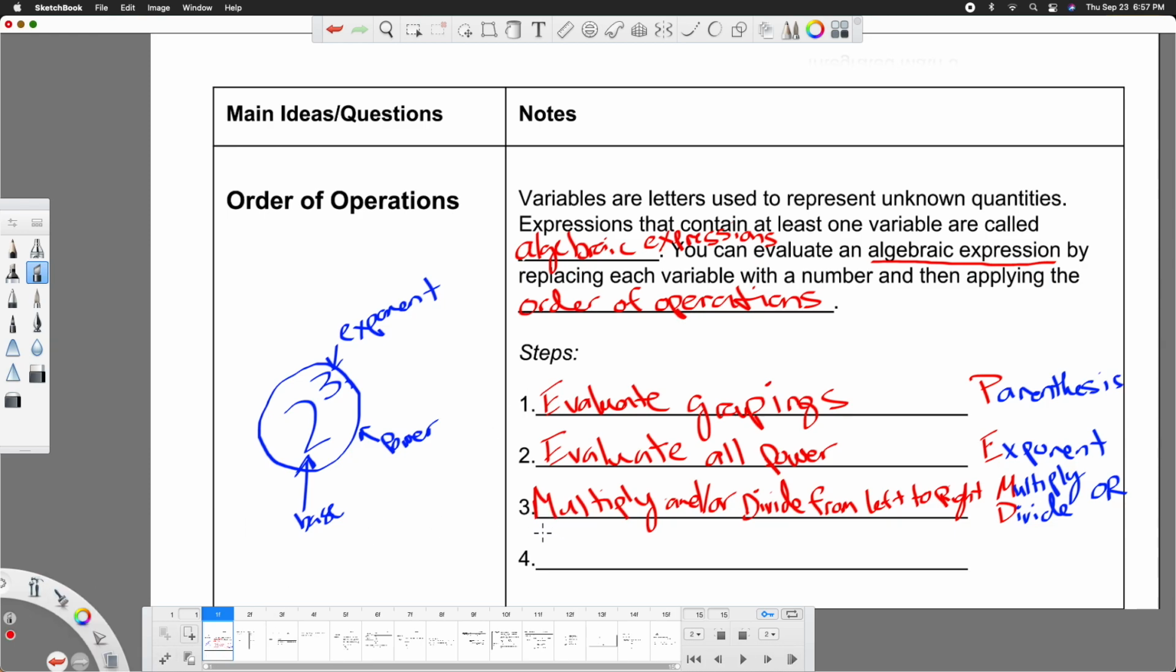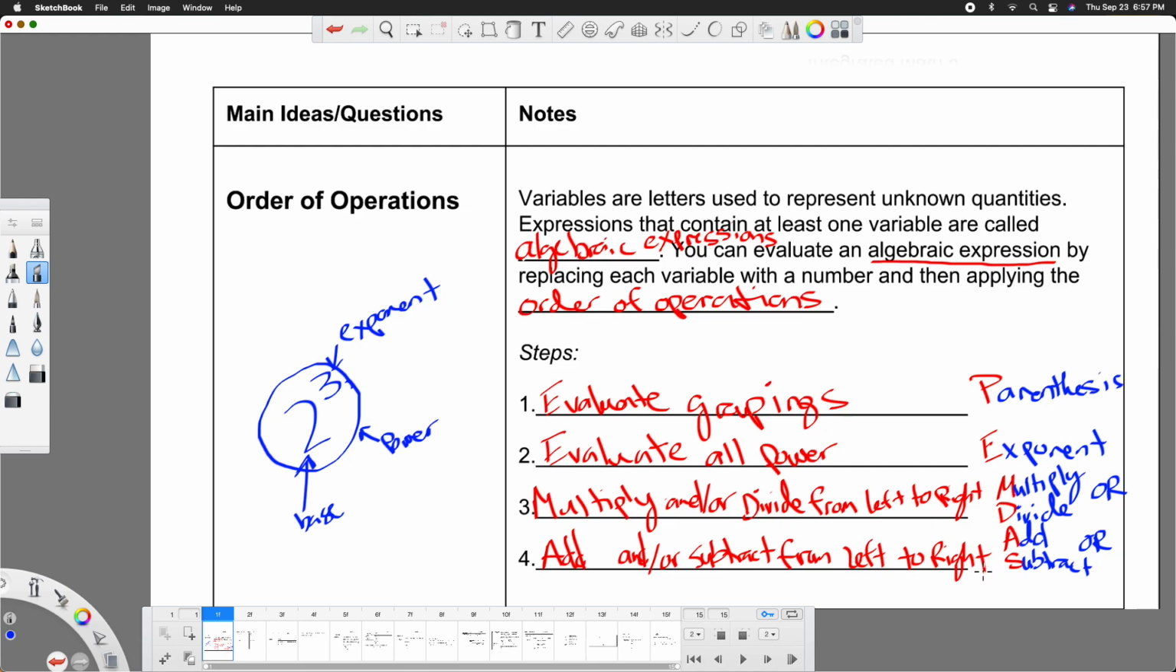The last step is add and or subtract from left to right. So here we have our add or subtract. Again, it's very important. It's not add and then subtract. It's add or subtract from left to right. You're doing it in order. So these two steps go together.